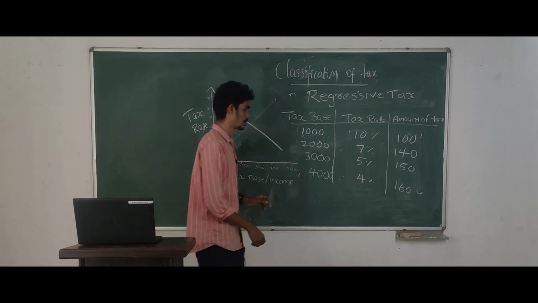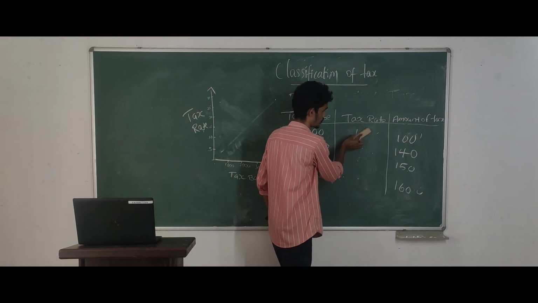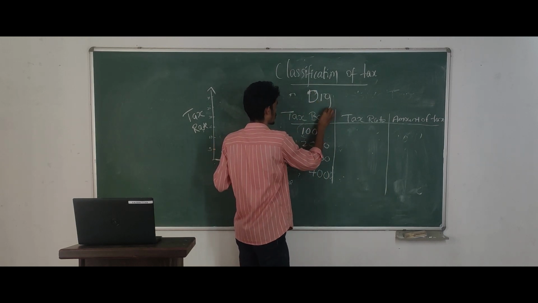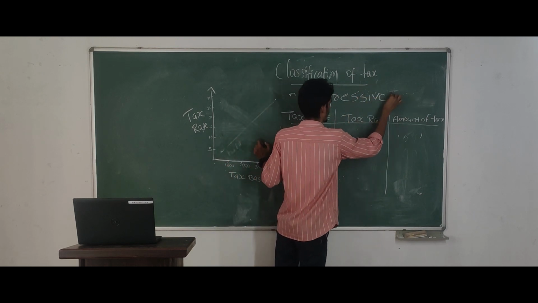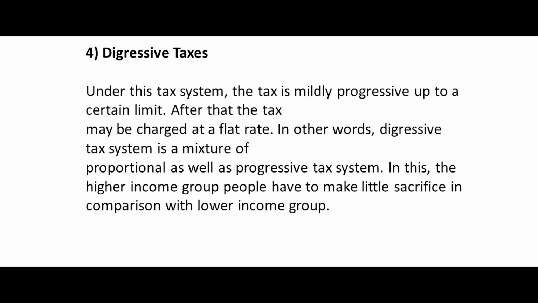Then the last one, degressive taxation. Degressive tax is a combination of progressive tax and proportional tax. In the case of degressive tax, under this tax system, the tax is progressive up to a certain limit. After that, the tax may be charged at a flat rate. In other words, the degressive tax system is a mixture of proportional as well as progressive tax systems.